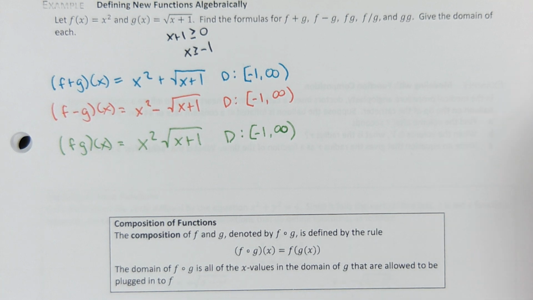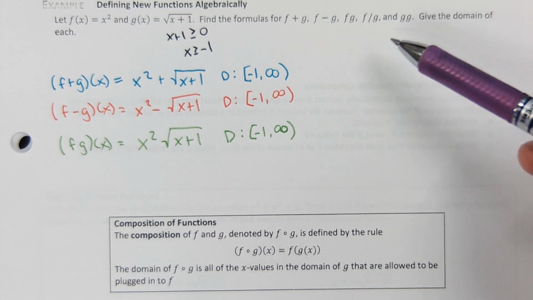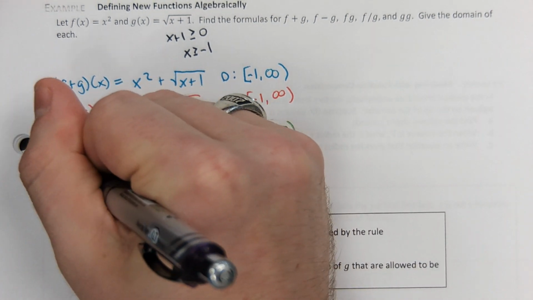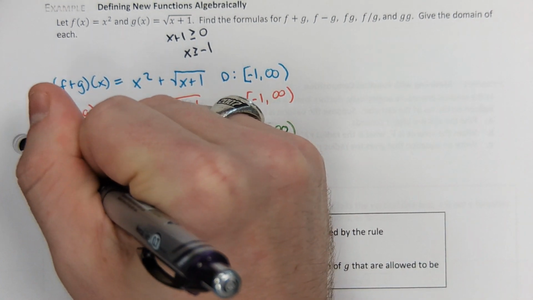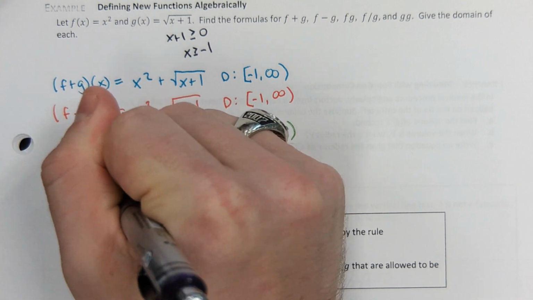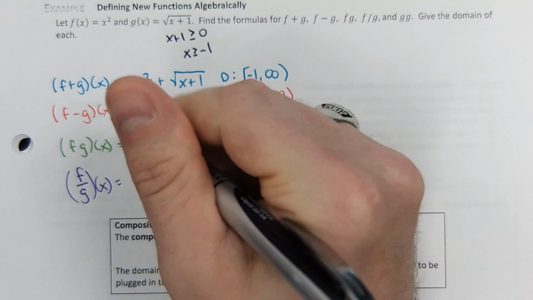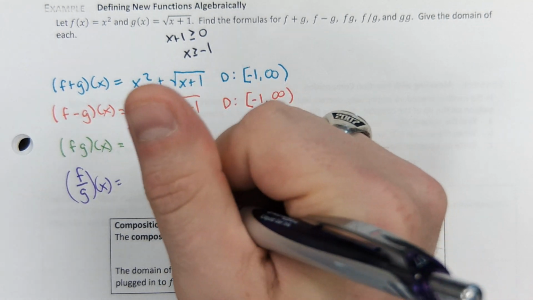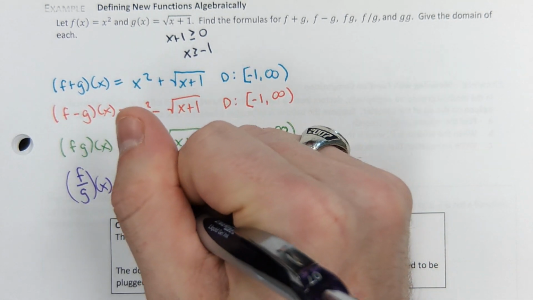Questions, comments, concerns so far? Easy, right? Let's do one of the fun ones. Order matters. This says f over g. Function f over function g.